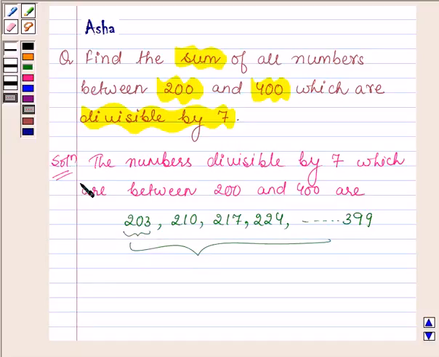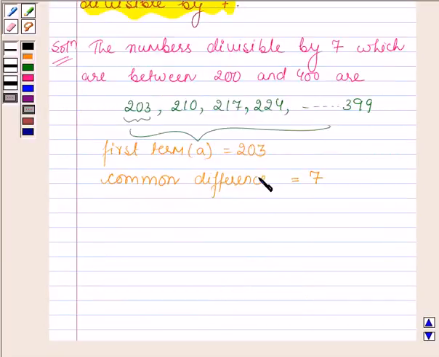Now the first number which is divisible by 7, that is the first term, is 203, and the common difference between the terms of this AP is 7. And the common difference is denoted by D. Now, the last term of the AP, which is denoted by AN, is equal to 399.